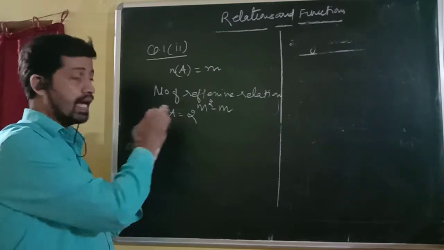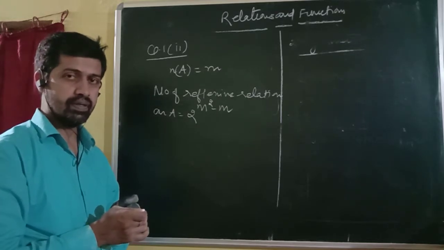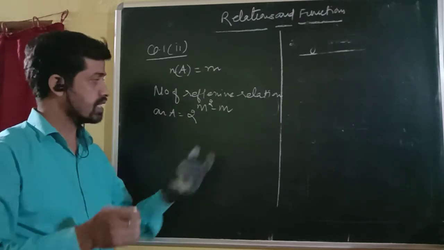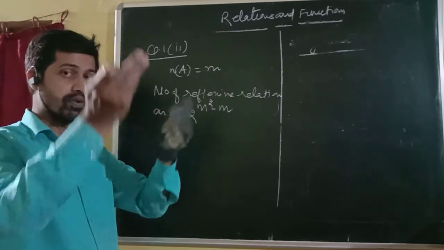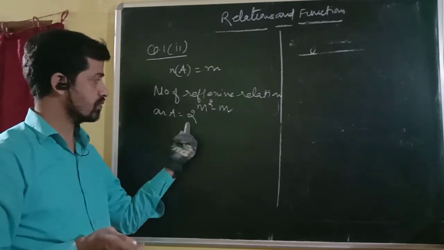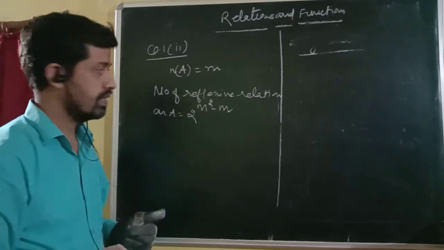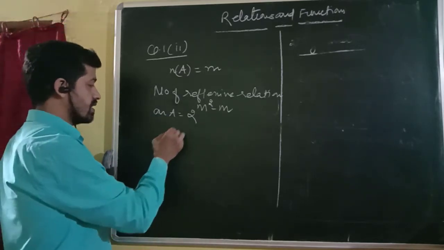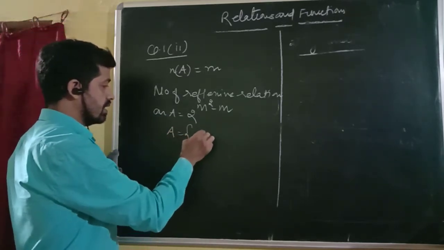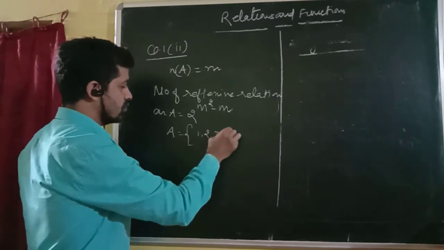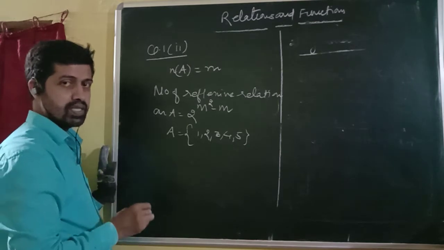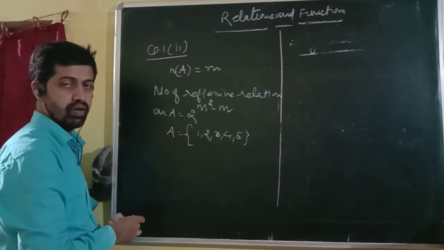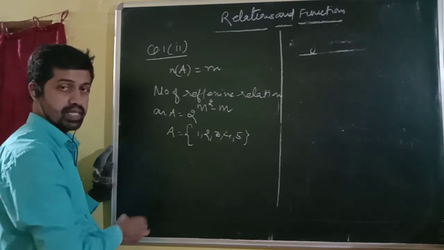So remaining are M square minus M elements, and with that we form the number of relations. So that will be 2 raised to the power of M square minus M. Now say a set is containing 1, 2, 3, 4, 5. My question is, how many reflexive relations are defined on this set?